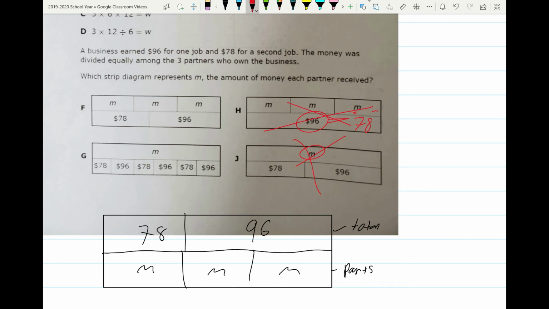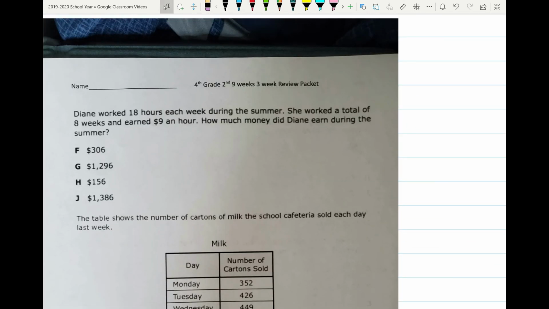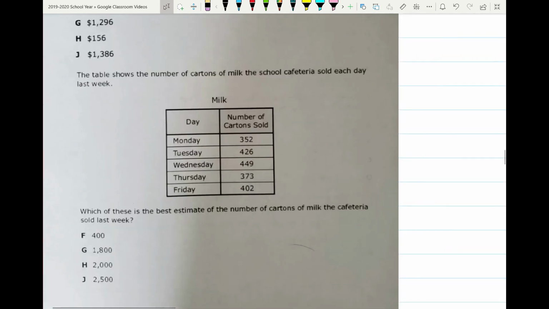M. They have 78 3 times and 96 3 times. They do that? No, that's wrong. Let's look at F. 3 business partners, 78 and 78. Yes. This one is just flipped over, but it is still correct. Okay, let's look at the next one. This one you can do on your own. I want you to try on this one. Okay.